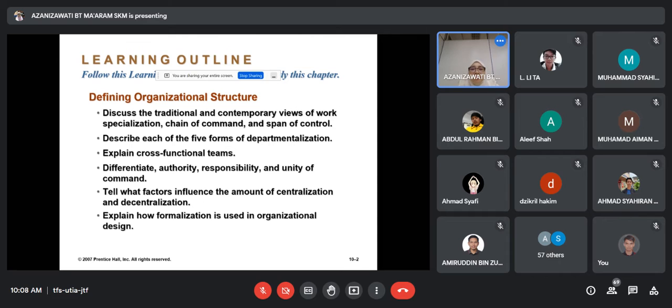Second, describe each of the 5 forms of departmentalization, how we can form the departmentalization, and then explain cross-functional teams, and differentiate authority, responsibility, and unity of command. Everyone has their own authority. Don't cross the border. For example, if you are the manager of a department, you cannot overrule and fire staff from another department. You have your own authority and responsibility. You also cannot ask others to do your work because they are not under your supervision.